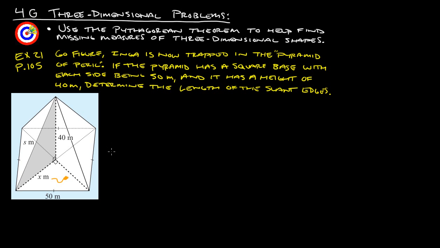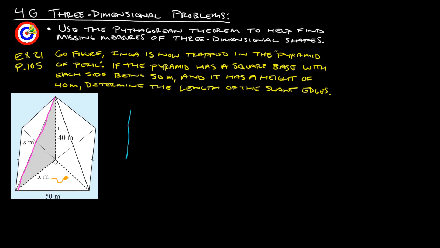Okay, so let's get Inga out. So, again, we're trying to figure out the length of the slant edge. So what they are asking us to find is this thing right here. We were trying to figure out how long that is. Alright, so in order to do that, we need to know what this side is. Okay, so in order to figure out that side, the only thing we know on this triangle here is that this is 50 meters.